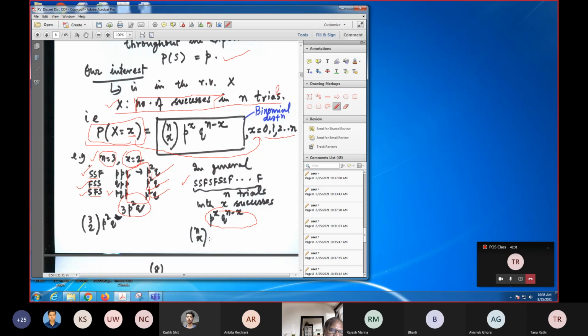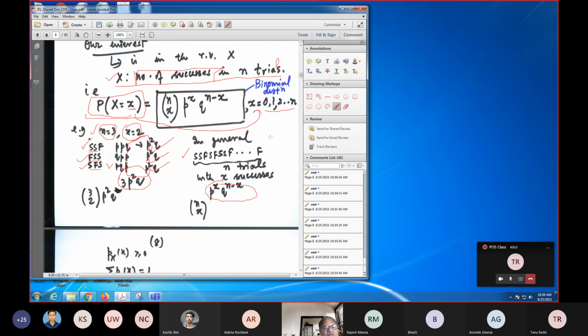Just like here we have 3C2, where you summed all this and got 3p square q, which is basically, if you use permutation and combination, getting 2 successes out of 3. So nCx. If we combine all these things together, we get a formula which is nCx p to the power x q to the power n minus x, and the range we have already. So this particular distribution is known as the binomial distribution.